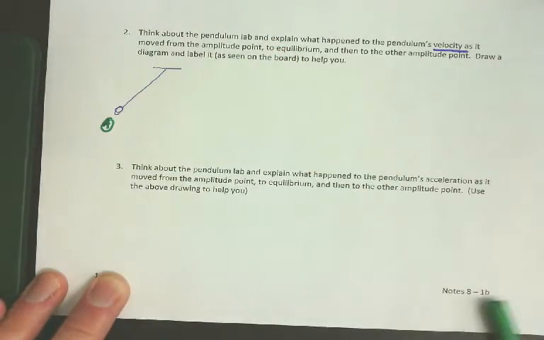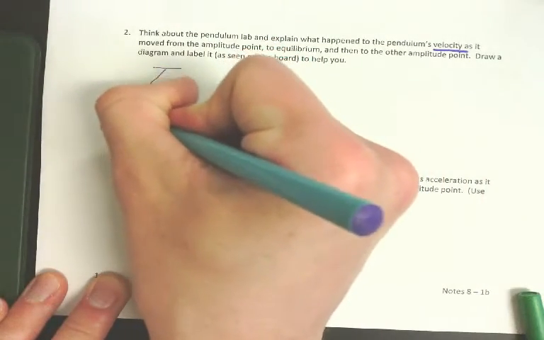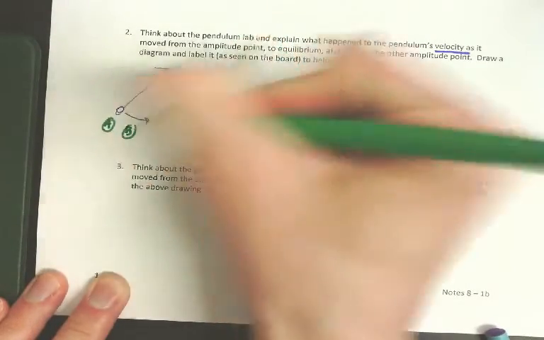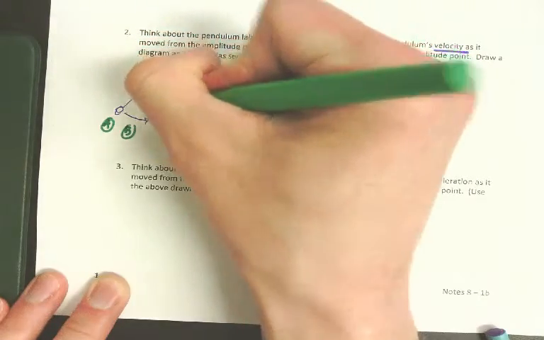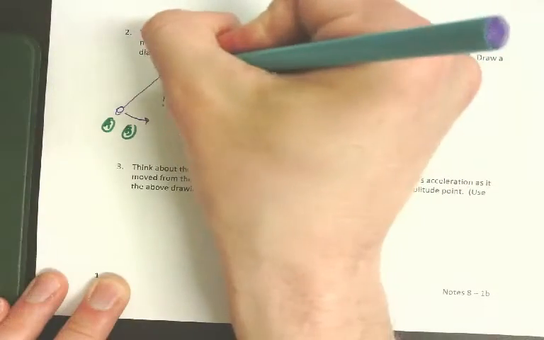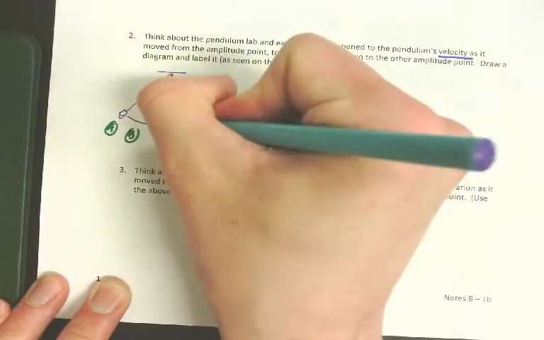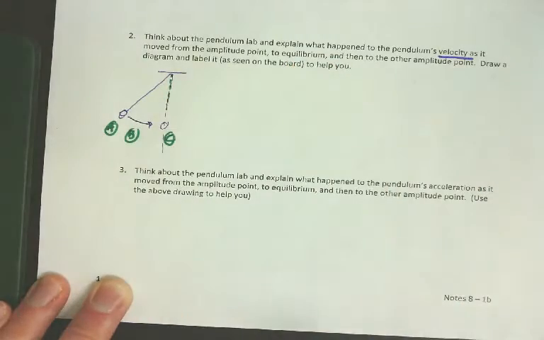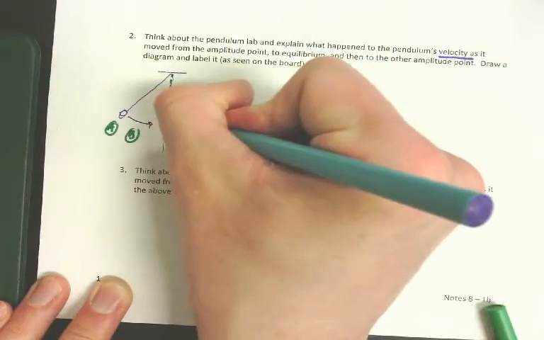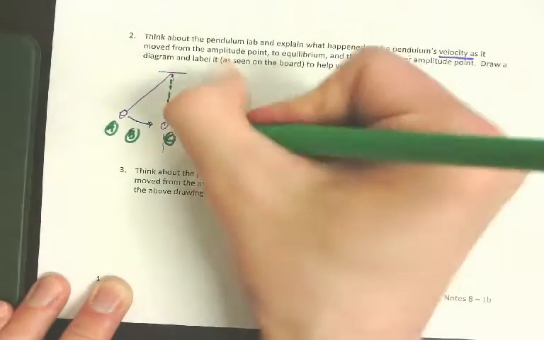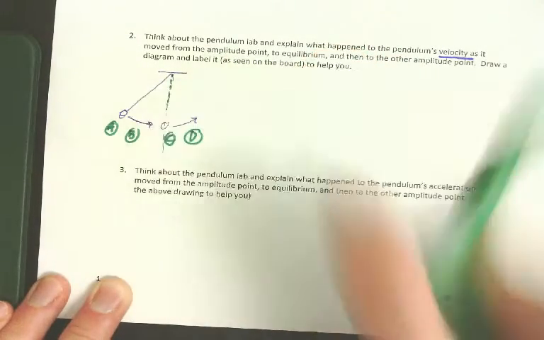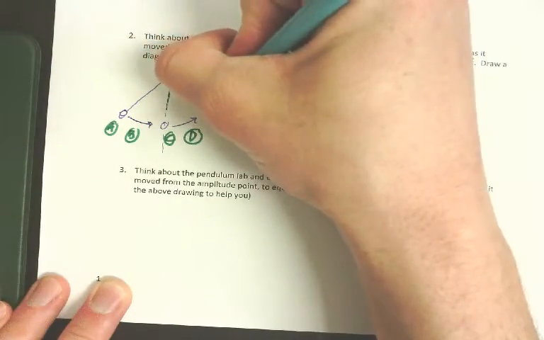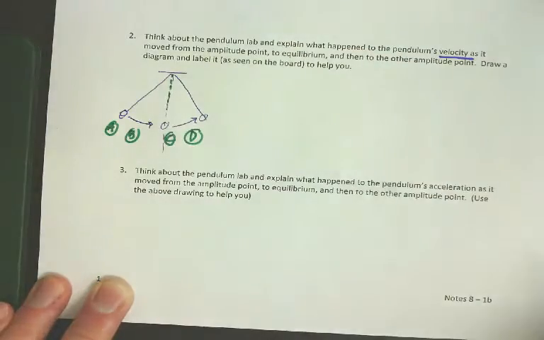It's then going to go towards equilibrium. We're going to call going to equilibrium B. It's going to reach equilibrium. We're going to call equilibrium C. It's then going to go away from equilibrium towards the other side. We're going to call that D. And it's going to reach the other amplitude point. We're going to call that E.